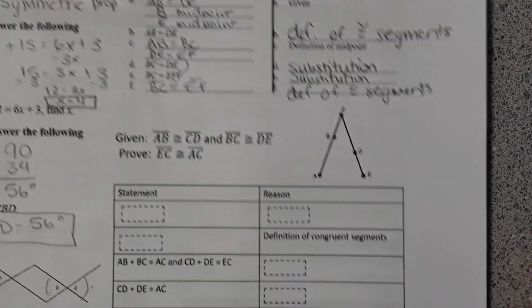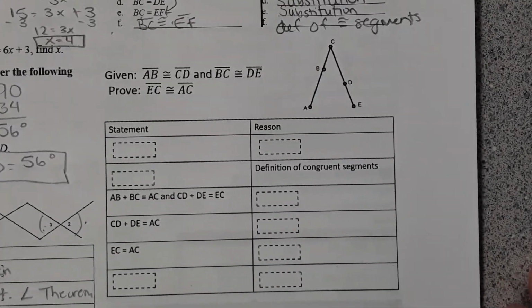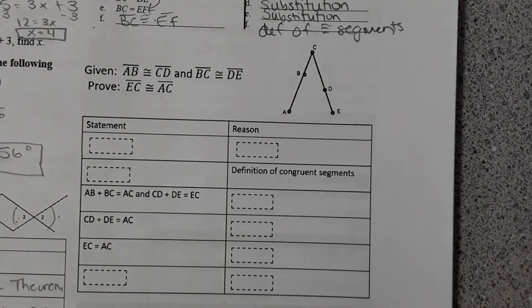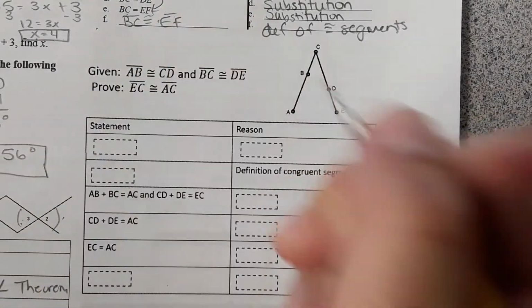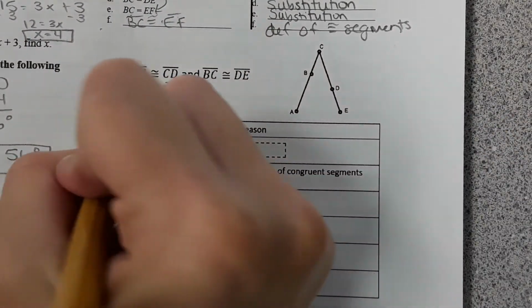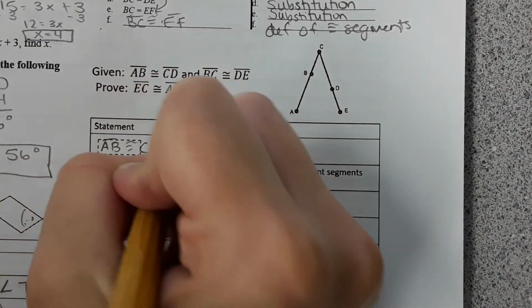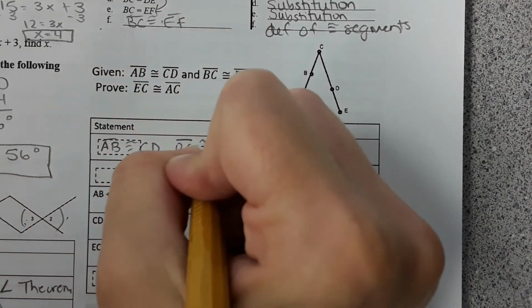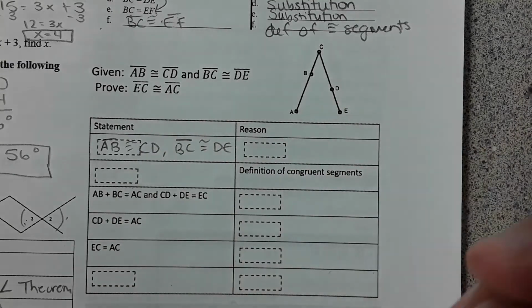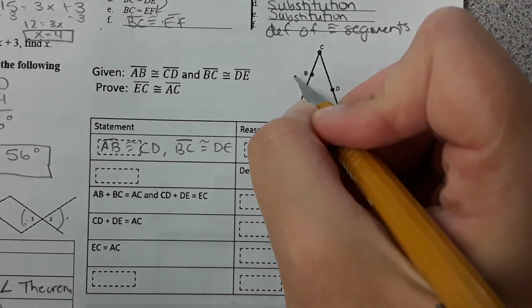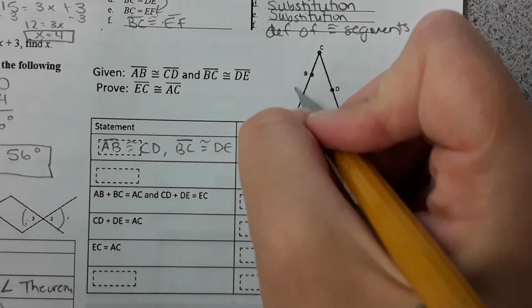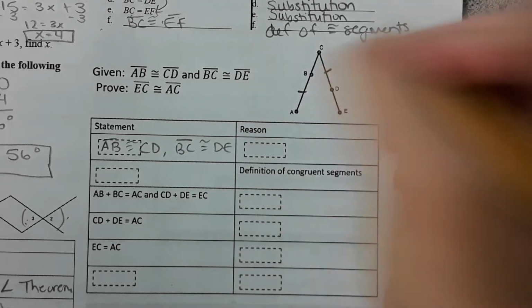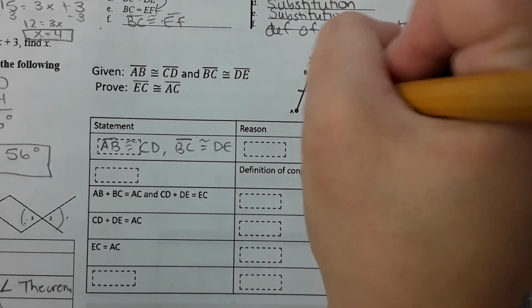Okay, the next one. Okay, we have the given. AB is congruent to CD, and BC is congruent to DE. So it's saying this is congruent to this, and BC is congruent to DE.